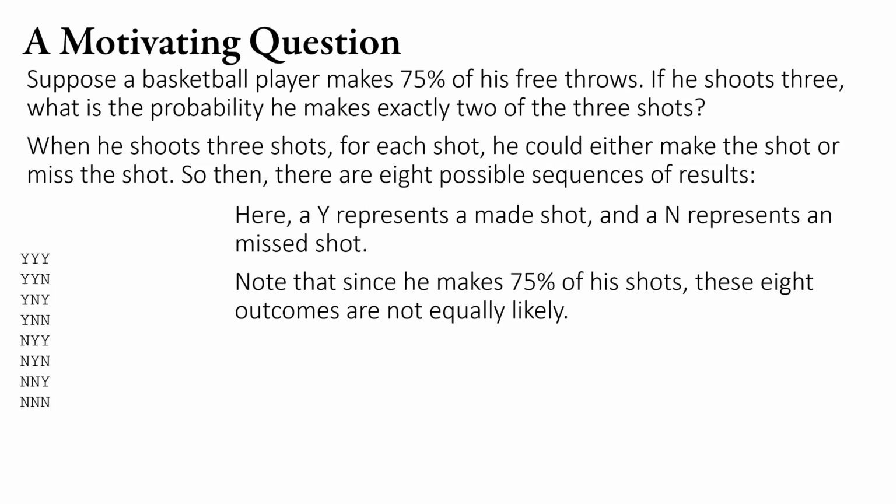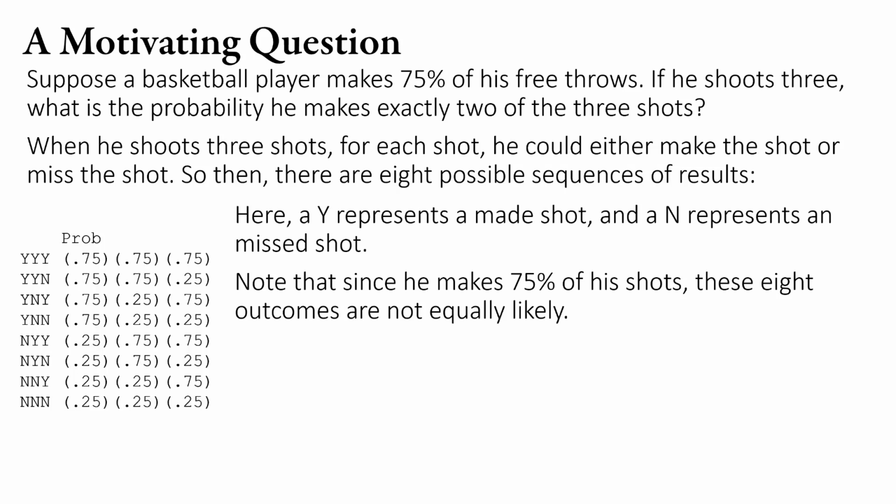Now there are 8 outcomes here, but since he makes 75% of his shots, these 8 outcomes are not equally likely. Here are their probabilities. For example, the chance he makes all 3 shots is 0.75 times 0.75 times 0.75, because he makes 75% of his free throws.